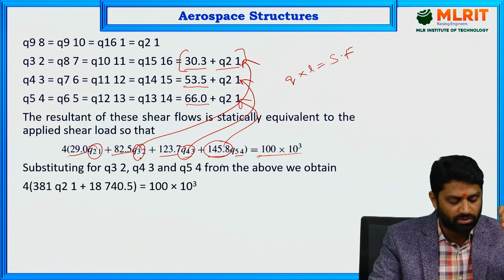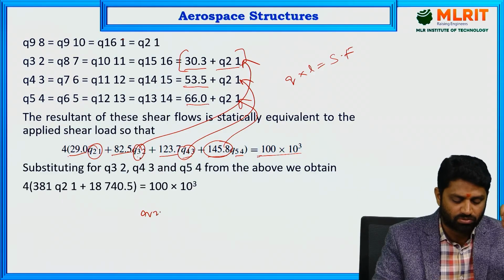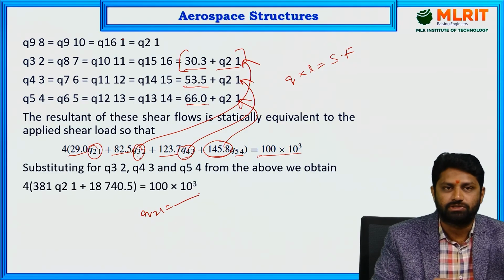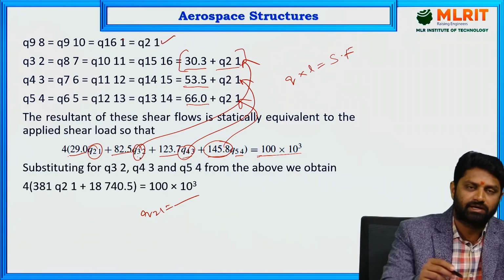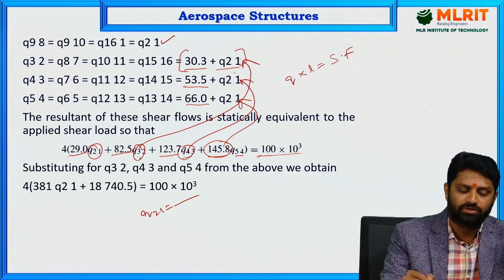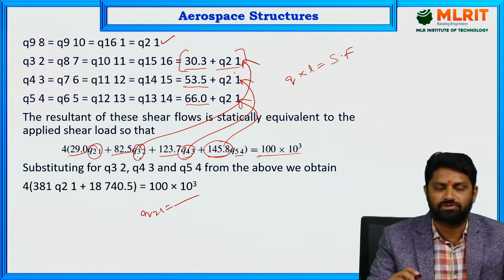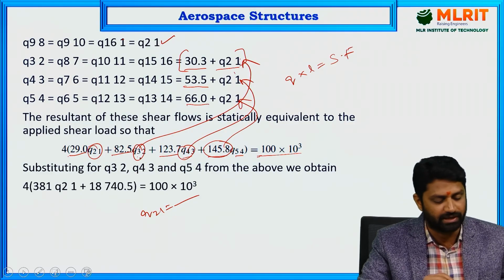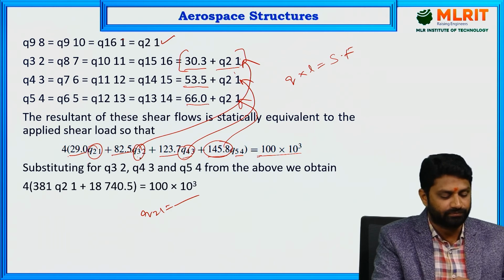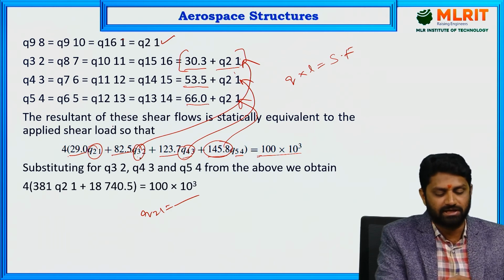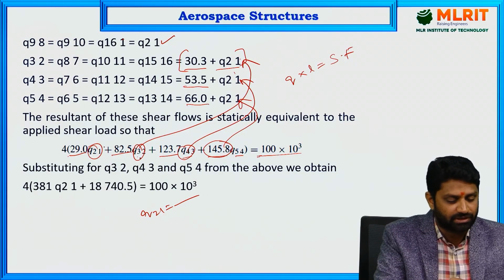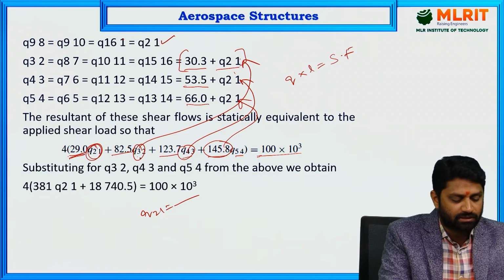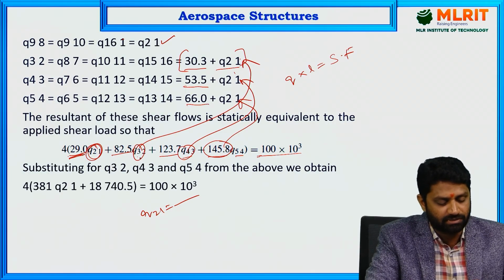So when you do this, straight away you are going to get Q21 from here. Once you get the Q21 shear flow, you can add it to all the shear flows, substitute, and get all the shear flows. The resultant of all these shear flows is statically equivalent to the applied shear load. And in this equation, Q21 will be multiplied by 29, which is nothing but the length.